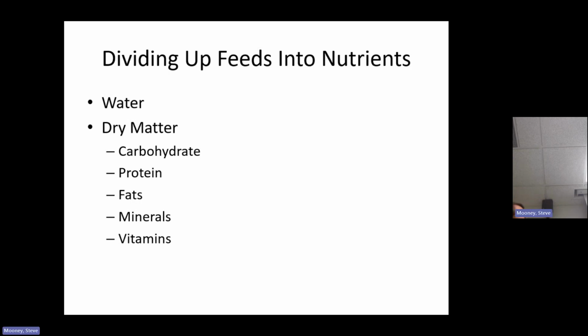So we're working on water. We're going to move over to carbohydrates today, or at least introduce them, and then get on to protein, fats, minerals, and finish the semester with vitamins.